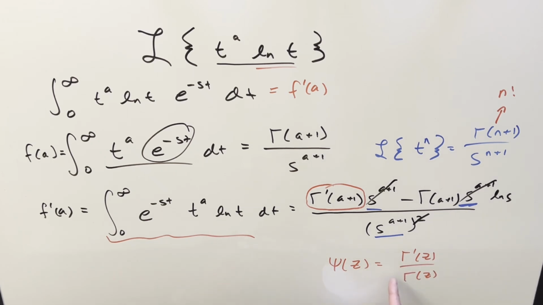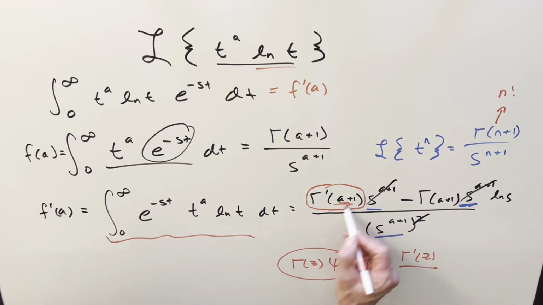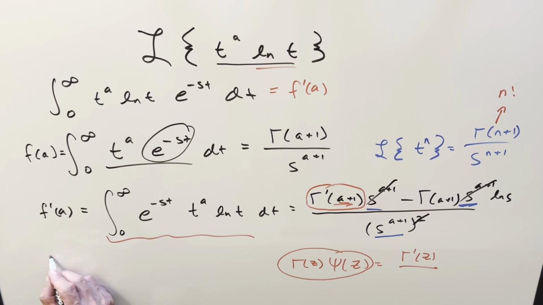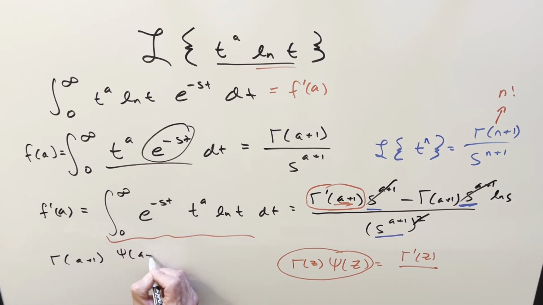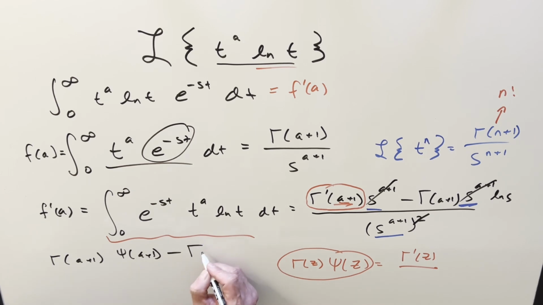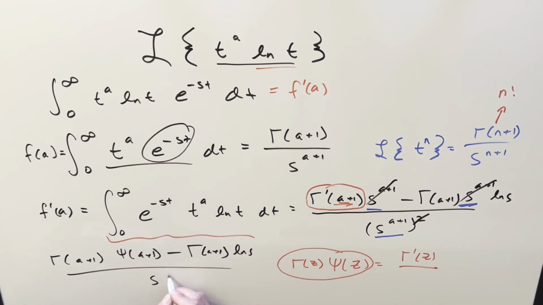But with just a little rearrangement, we can solve for the thing we want. Just multiply by gamma of z on both sides. So then we can bring it on this side. And then what that does is it's going to give us a different way to do this, where we can actually calculate this, assuming we've got nice input on it. So we'll rewrite this using this. What we get is gamma a plus 1 times digamma a plus 1 minus, again, gamma a plus 1 natural log s over s to the a plus 1.